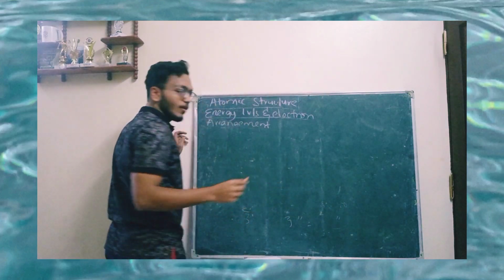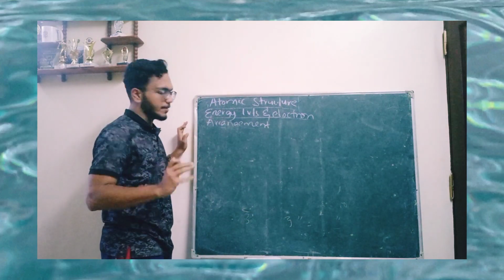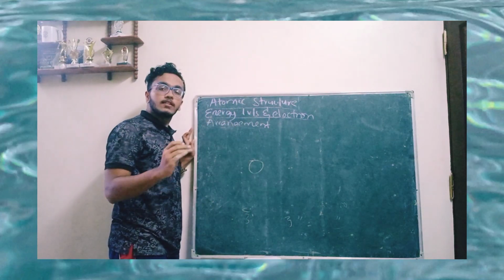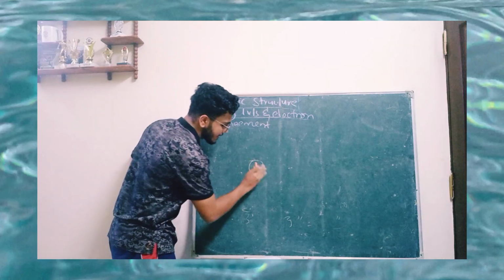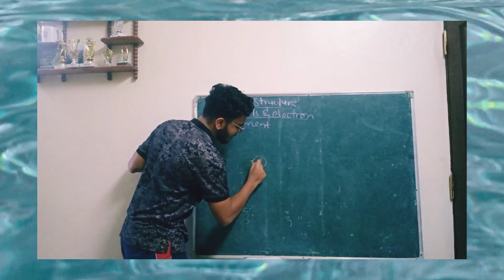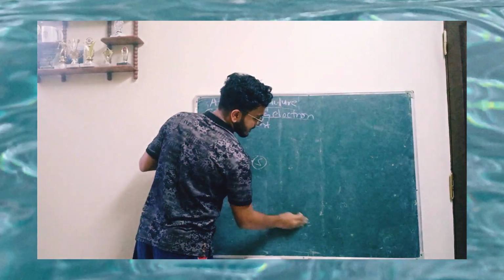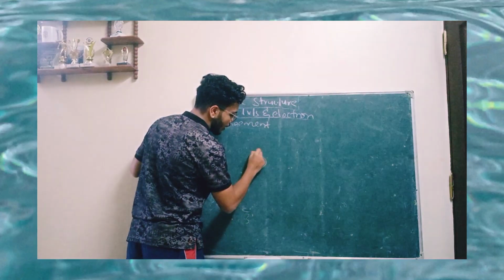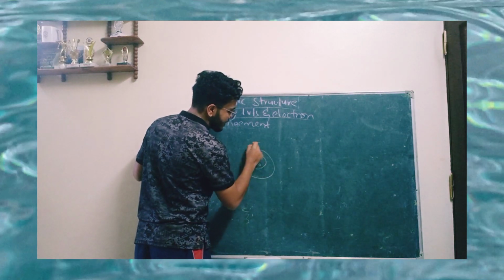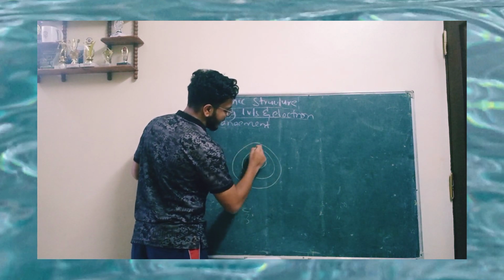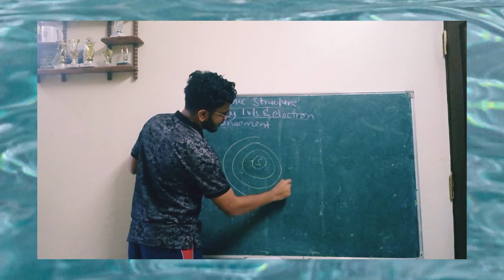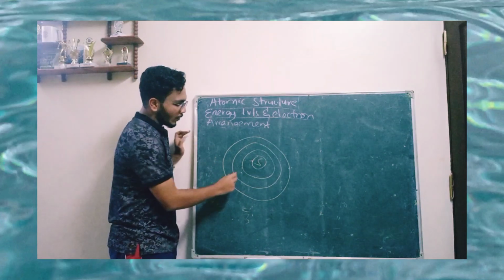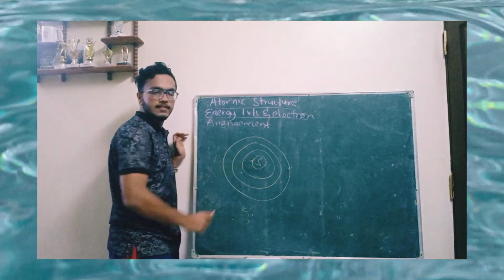Let's say we have an atom of sulfur. How will sulfur be represented? We have the nucleus. What is the chemical symbol for sulfur? It is an S. So in the nucleus, you will have an S representing sulfur. And now draw energy levels around this S. So energy level number 1, energy level number 2, and energy level number 3, and this is the nucleus.